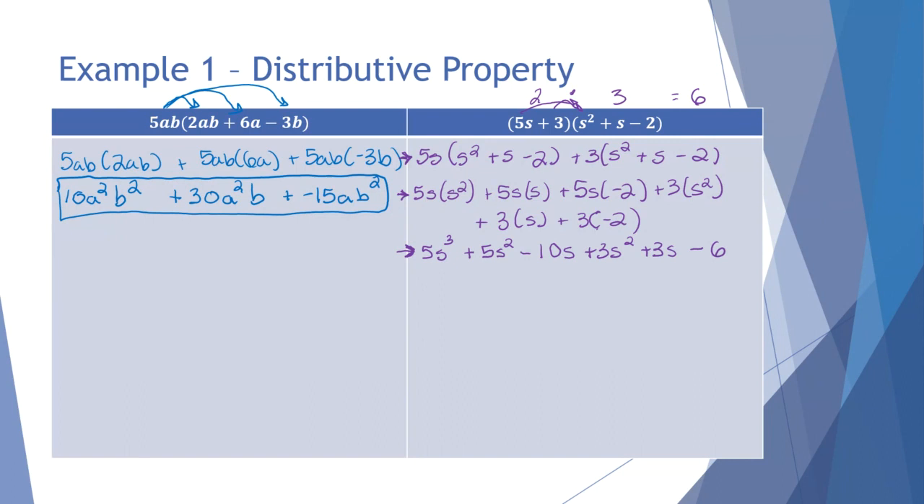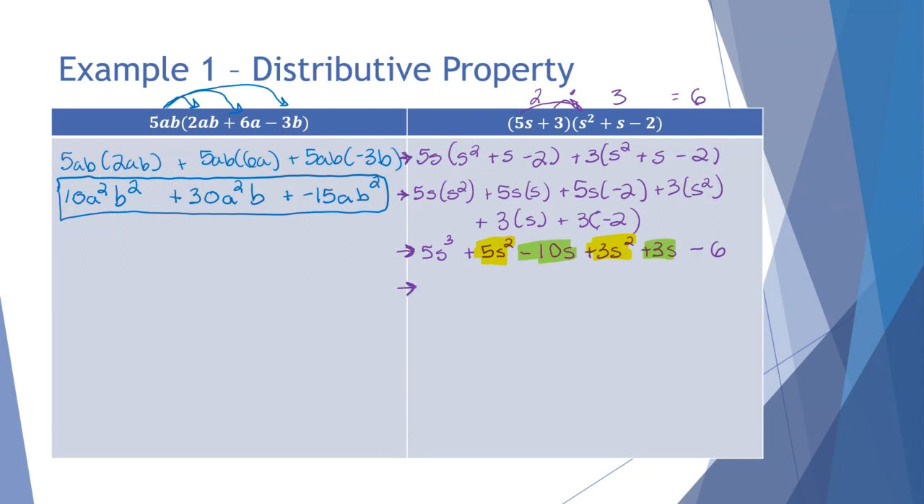So now I need to find my like terms. I don't have any like terms with the s cubed, but I do with the s squared. So I'm going to just highlight those to remember to add those together. And then I do have like terms with my minus 10s and the 3s. So I'm going to highlight those to remember to add those together.